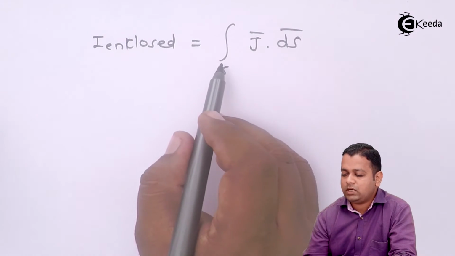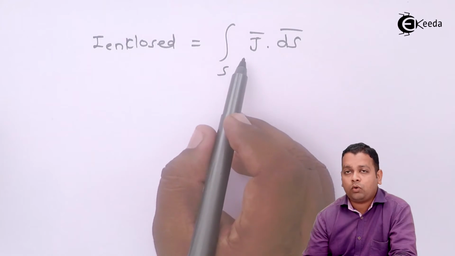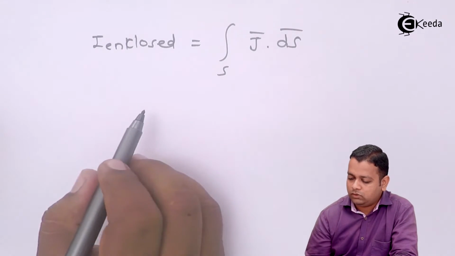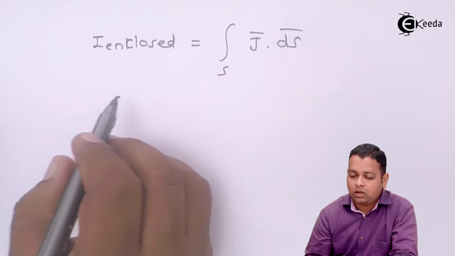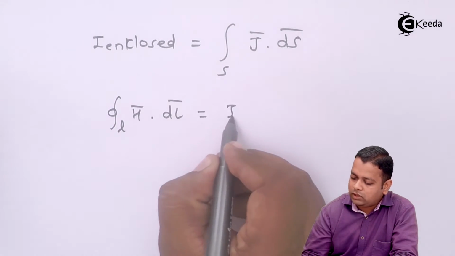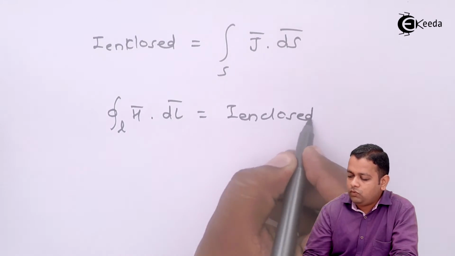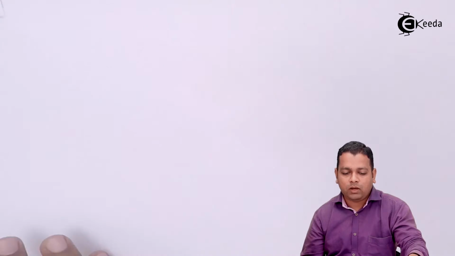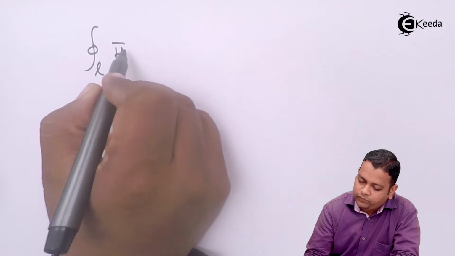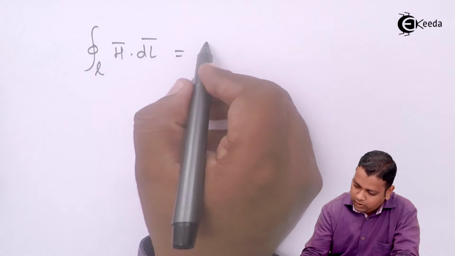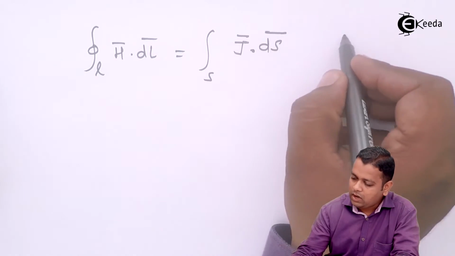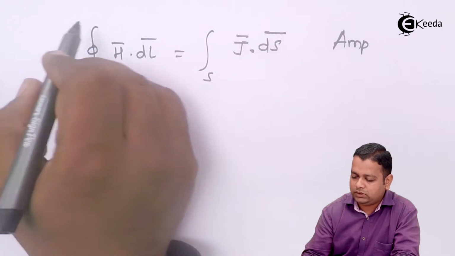So onto that surface area, if you integrate J bar, the cross sectional current density, it will give you the total amount of current enclosed. Hence, whatever relation we have written earlier, closed line integral H bar dot dl bar equals I enclosed, we can represent it using J bar also. So it will have the form, on the left hand side, closed line integral H bar dot dl bar will be equal to surface integral J bar dot ds bar, and the unit of measurement will be amperes.